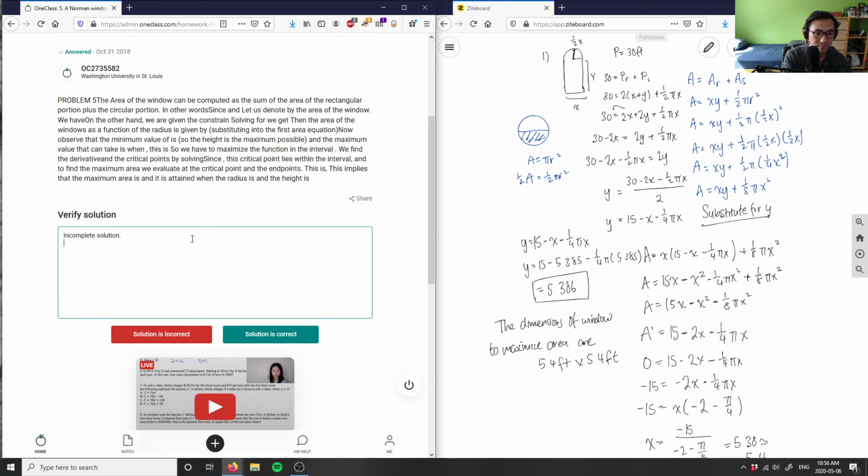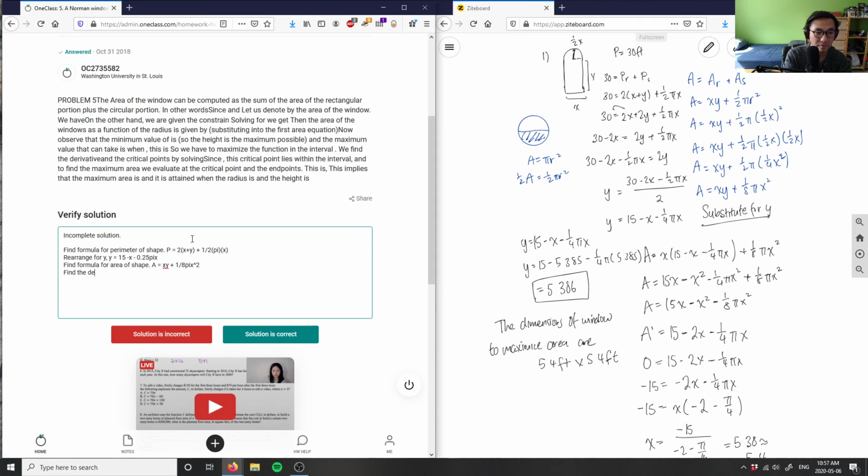We basically need to find the formula for the perimeter of the shape. So P equals 2 times (x plus y) plus half times pi times x. Then rearrange for y. Therefore y equals 15 minus x minus 0.25 pi x. Then find the formula for the area of the shape. So A would be x times y plus 1/8 pi x squared.